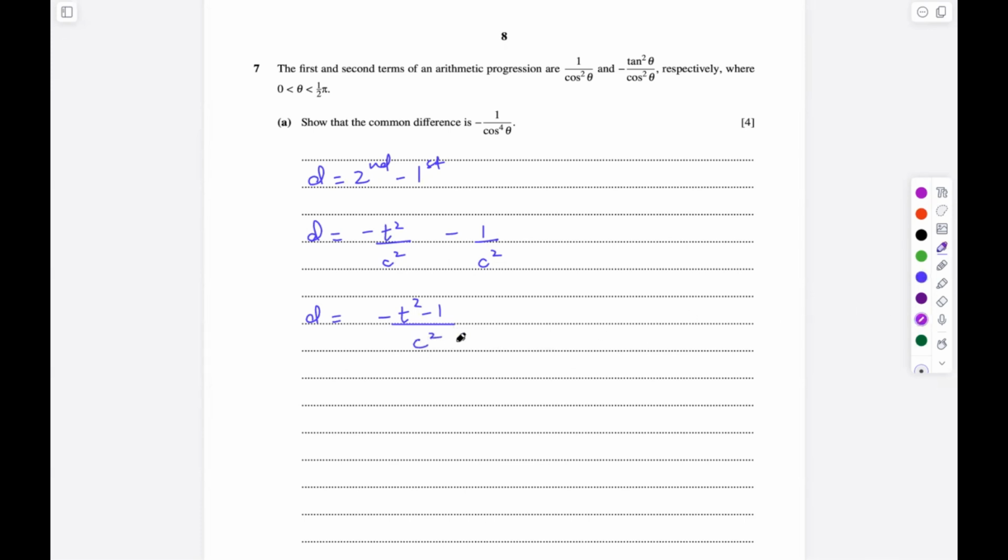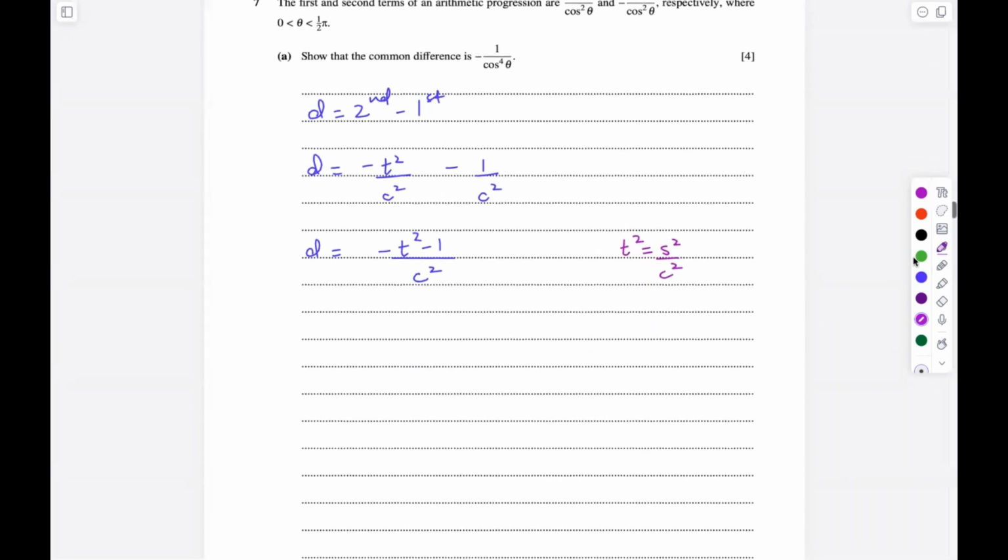Now we know that tan squared is equal to sine squared upon cos squared. So we can first simplify the numerator separately. So the numerator will become, in place of tan squared, we can write sine squared upon cos squared minus 1. And we can simplify the numerator by taking the LCM. So this will become minus sine squared minus 1 upon cos squared.